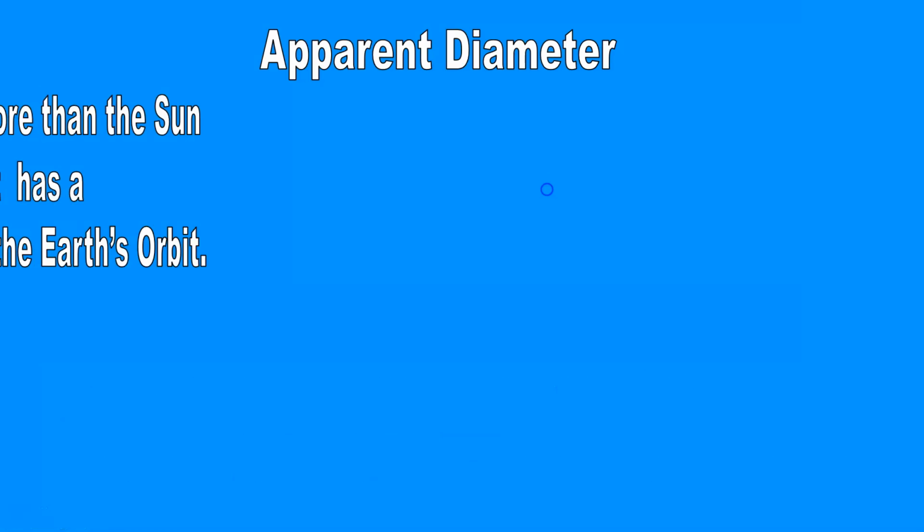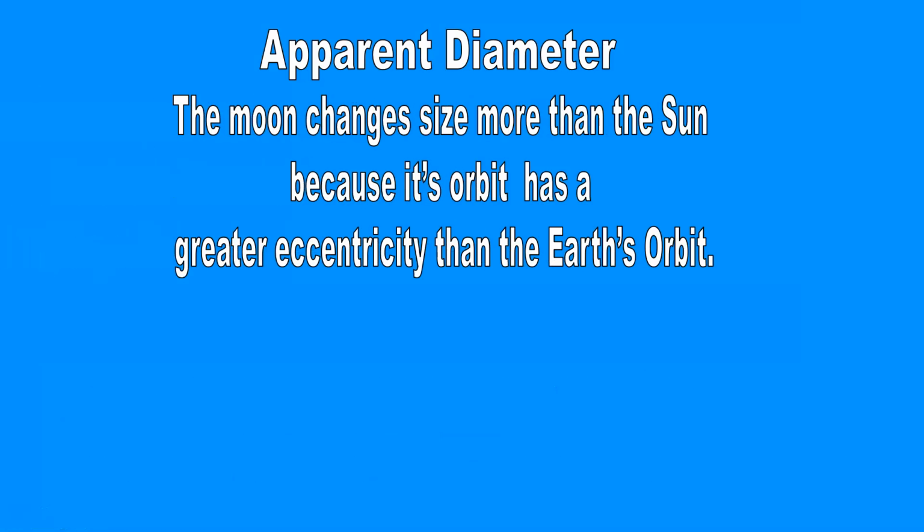Now, when we talk about apparent diameter, the moon's apparent diameter changes more than the sun's. Okay? And that has to do with the moon having a greater eccentricity. When you have a low eccentricity, you're close to being a circle, and the more eccentric your orbit, the more oval shaped it is. All right, and remember that an ellipse is a mathematically defined oval, basically.